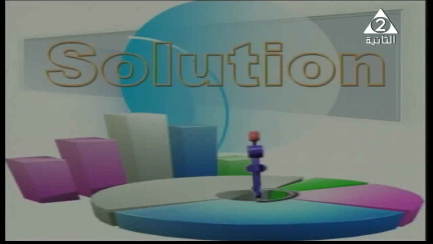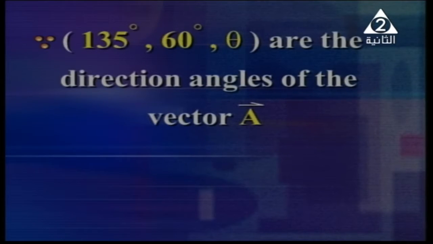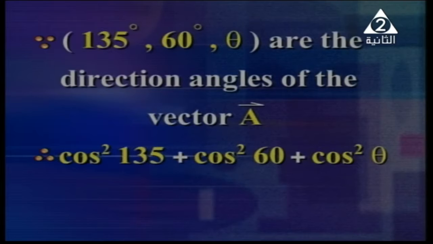Look at the situation. Since 135, 60, theta are direction angles of the vector A. Remember, direction angles of the vector A are 135 degrees, 60 degrees, theta degrees. Then cosine power 2 theta plus the others equals what? Excellent student. Well, 1. Why? Vector A over norm A is a unit vector equals 1.